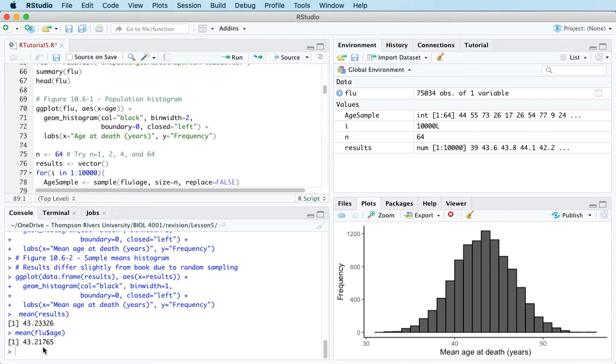Theoretically, it's exactly the same. The mean of the sampling distribution is the same as the mean of the population. Okay, what about the standard deviation? So let's just think about that for a second.